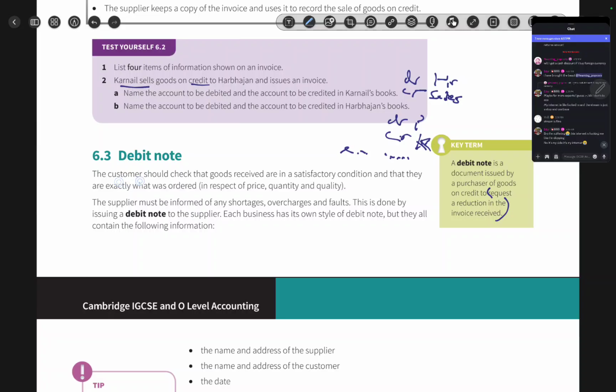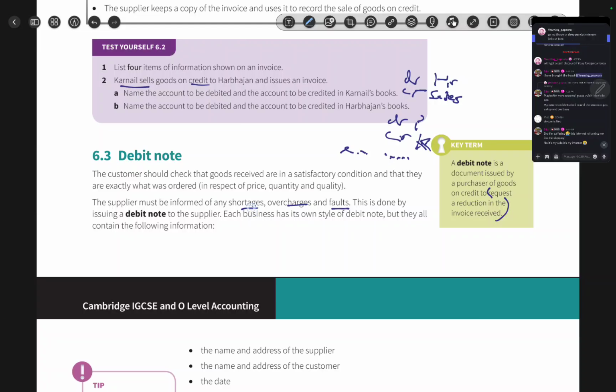The customer should check that goods are received in satisfactory condition and they are exactly what was ordered. So when you buy goods on credit, then when they come to you, you have to check them. You check if the quantity is the same and it's all what you ordered. If it is not, or if there are any shortages, overcharges, or faults, then you can simply return your goods, right?